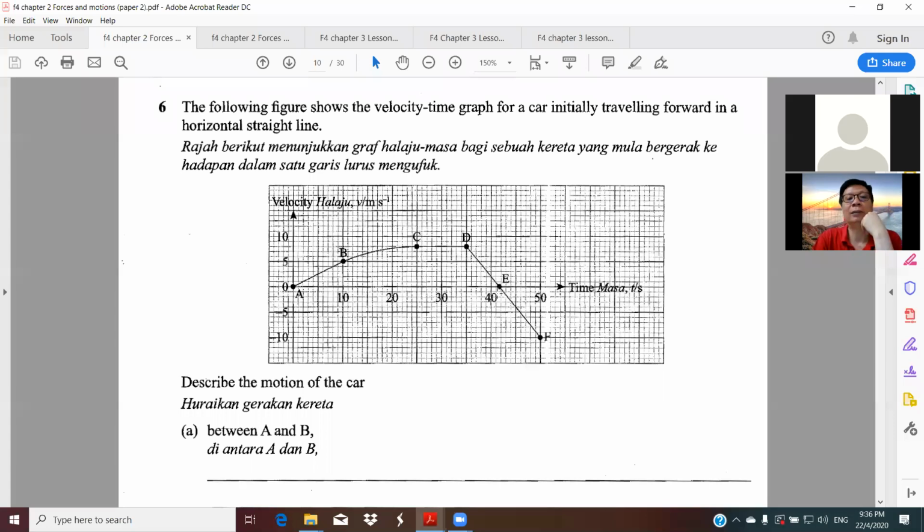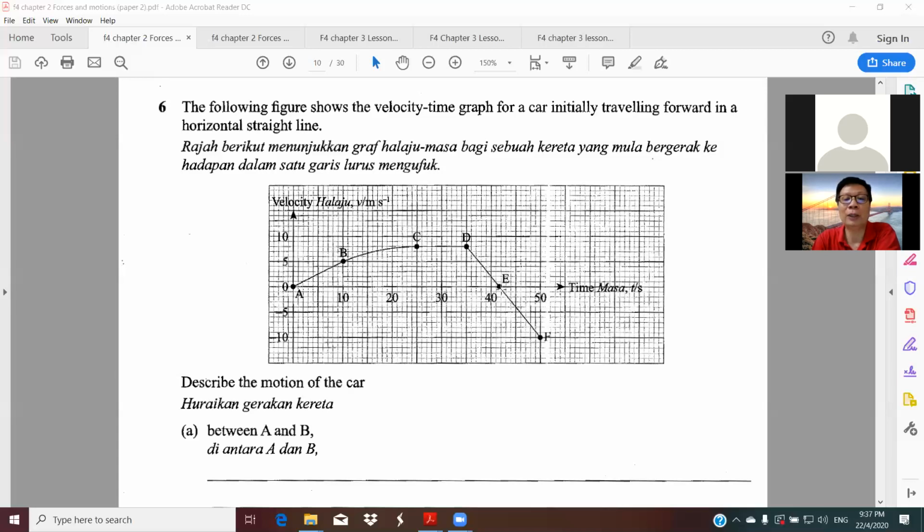Okay, but, here, this one is deceleration, no argue. But the last part, E to F. E to F is not deceleration, not deceleration at all.